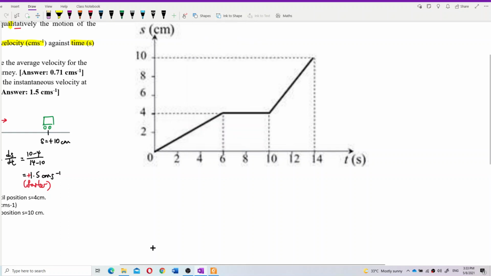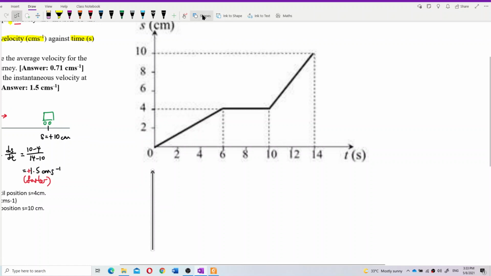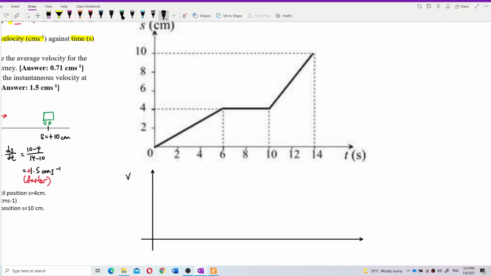Okay, velocity. This is the axis I draw. This is the velocity, in centimeter per second, and this is the time. Now I need to just relate it here like that.